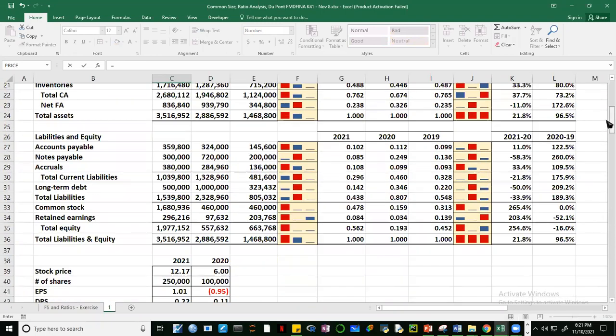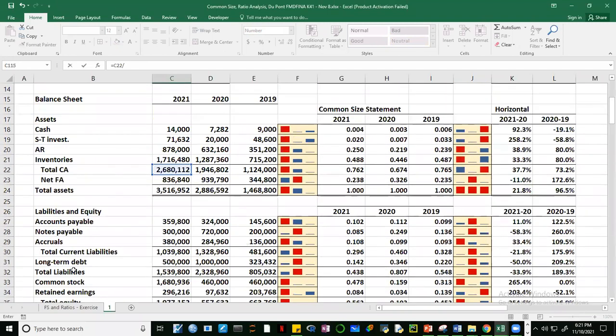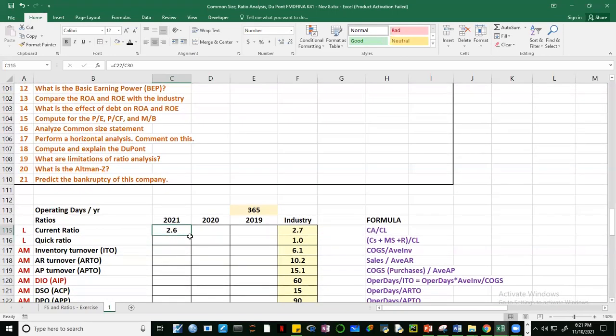Our current assets from the balance sheet, divided by your current liabilities. This one is your current liabilities. There, 2.6. And then we can drag this. Okay, so what does this indicate?